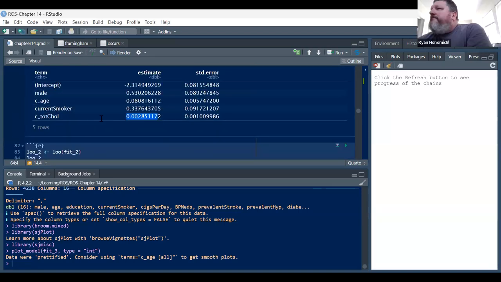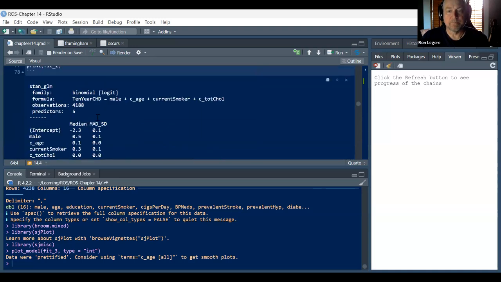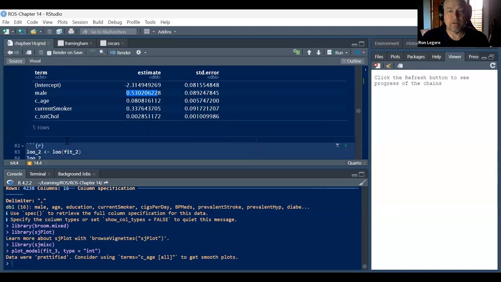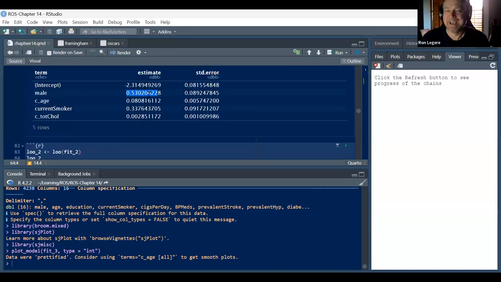Right. So what does this say? This says that if you're an average age, average cholesterol, whatever that is, and not a smoker, but you're male, you have a 53% higher chance. Is that what that's saying? This is an exponent, so this is still log odds, I'm assuming. Oh, you didn't exponentiate. No, you said exponentiate. True. I know, but that's what I'm saying, it's still, I don't know. Oh, it's the same. Yeah, it's the same. That's what I'm saying. So what's going on with exponentiate? I don't know. Maybe I didn't have a chance to fix it.